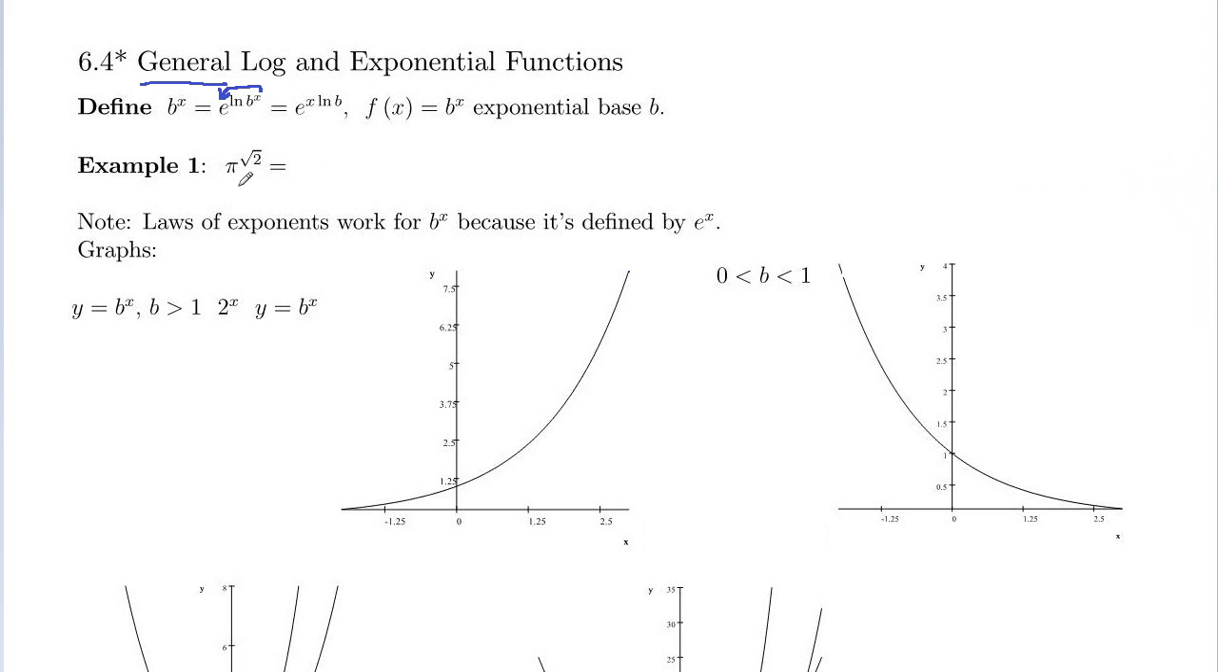So for example, if we want to define pi to the square root of 2, the pi is our base, and the root 2 is our exponent x. So we would define this as e to the x ln b, so e to the root 2 natural log of pi. So we define that in terms of the natural logarithm and the natural exponential, which we had already defined. And then our laws of exponents will work for our general exponentials, b to the x, because they're defined by e to the x.